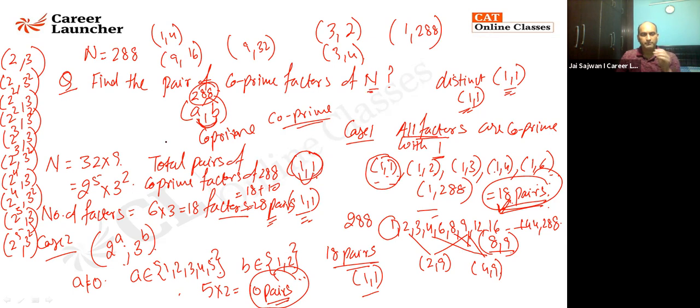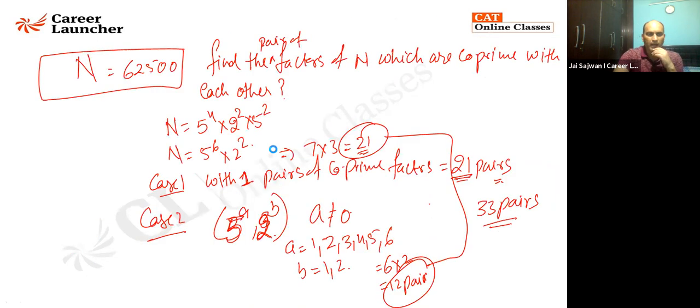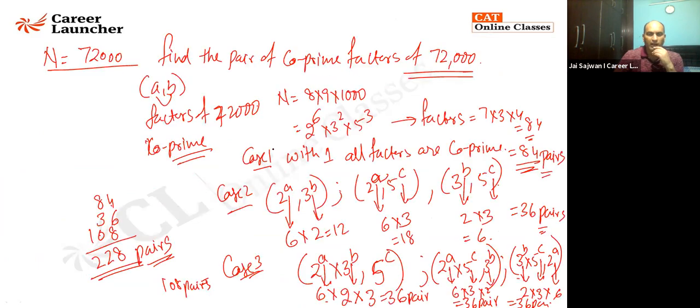Is it fine? So my dear, here also I have talked about total factors are going to be co-prime with 1. And the total number of factors is coming out to be 84. So all factors which are 84 in number will be co-prime with 1 because there is nothing common between them and 1. Is it fine, Yanika, now?